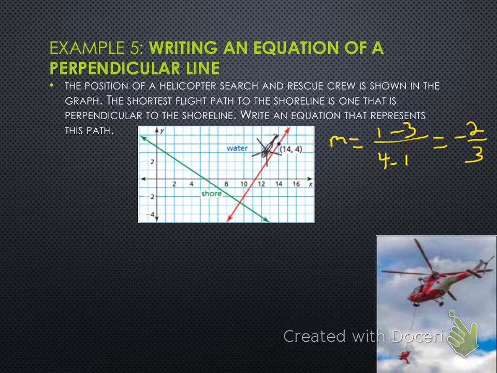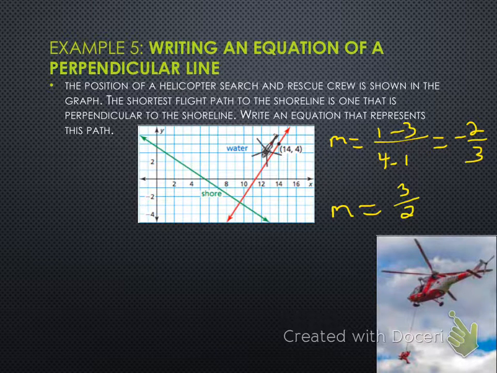Because the shoreline and the shortest flight path are perpendicular, the slopes of their respective graphs are negative reciprocals. So instead of the negative 2/3 slope, the slope that I'm going to need for my equation is going to be a positive 3/2. Now we're going to use the slope and the point-slope form to write an equation. Remember the point-slope form we used a little while ago? That's y minus y1 equals m times the quantity x minus x1. We can use this in this instance because we're given the coordinates of the helicopter, which is 14, 4.